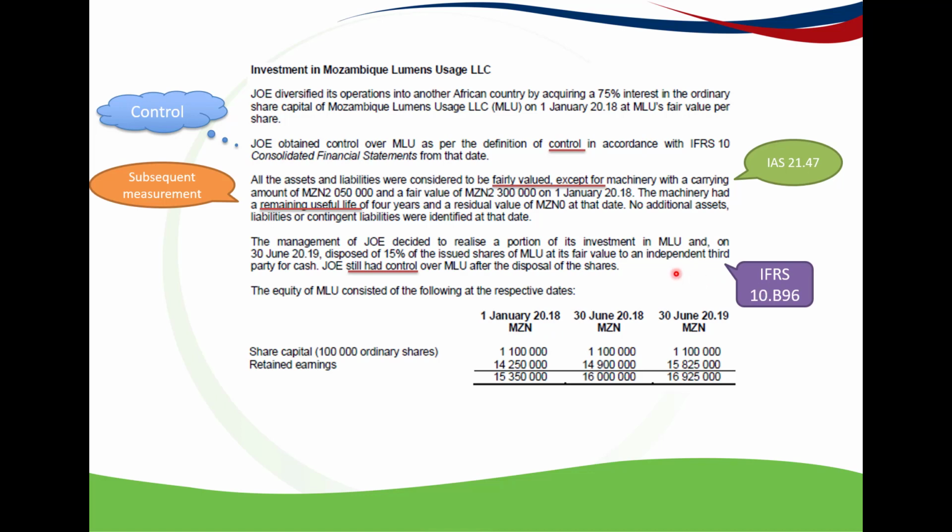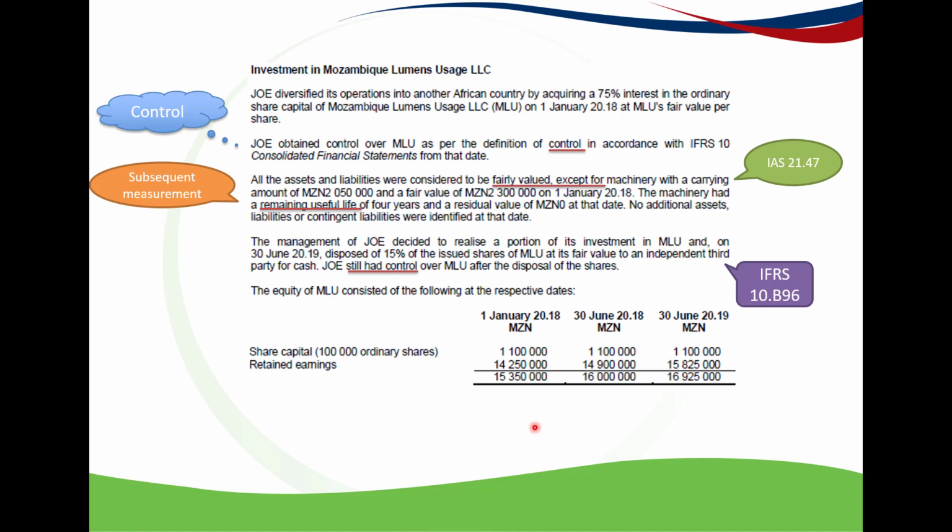In this case, it is also very important to mention that because we know that NCI is measured at proportionate share, if the parent has goodwill in this instance, we must just ensure that we do not take it into account when we calculate what is the net asset value on the date of the change of control, to calculate what is the portion of the 15% that must be attributed or allocated back to the parent.